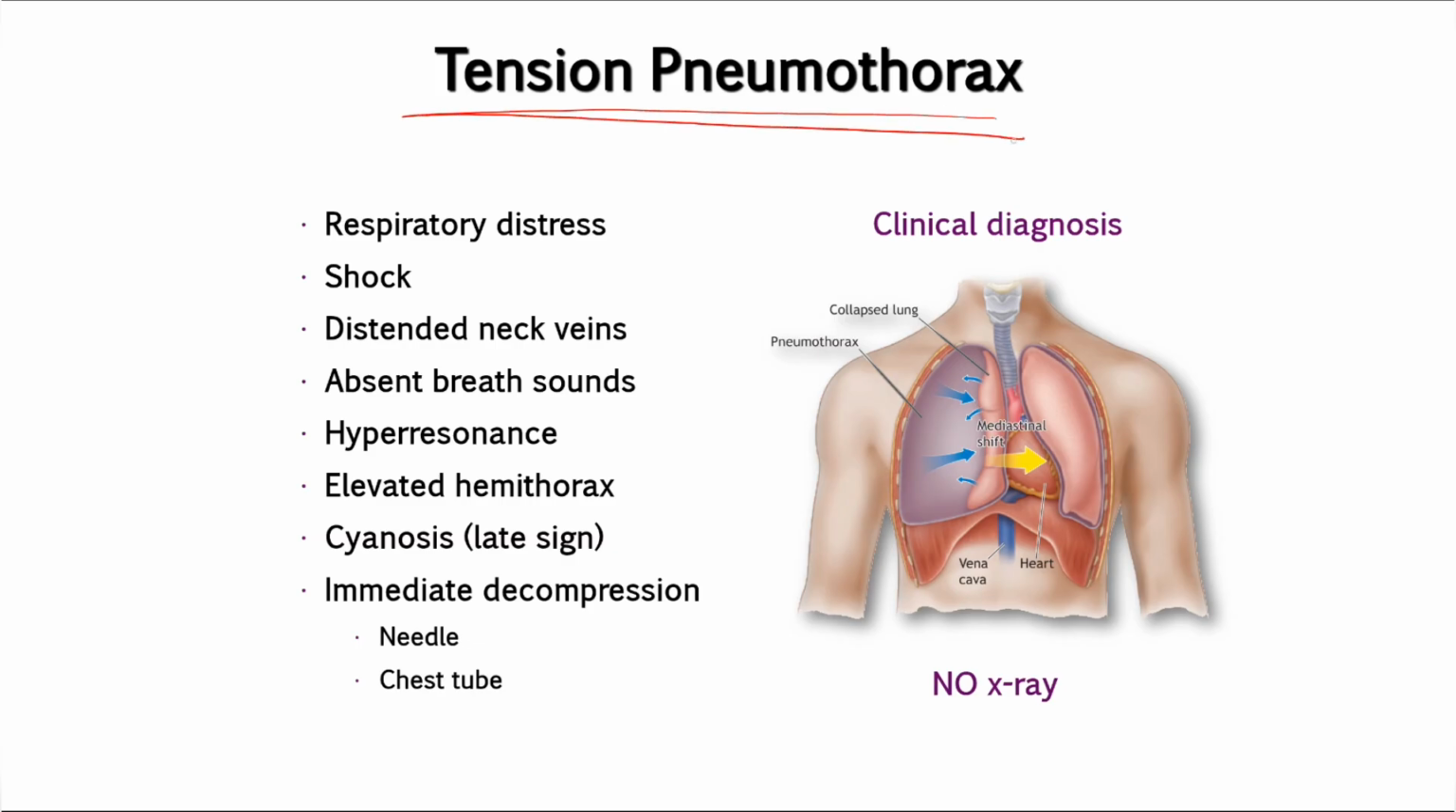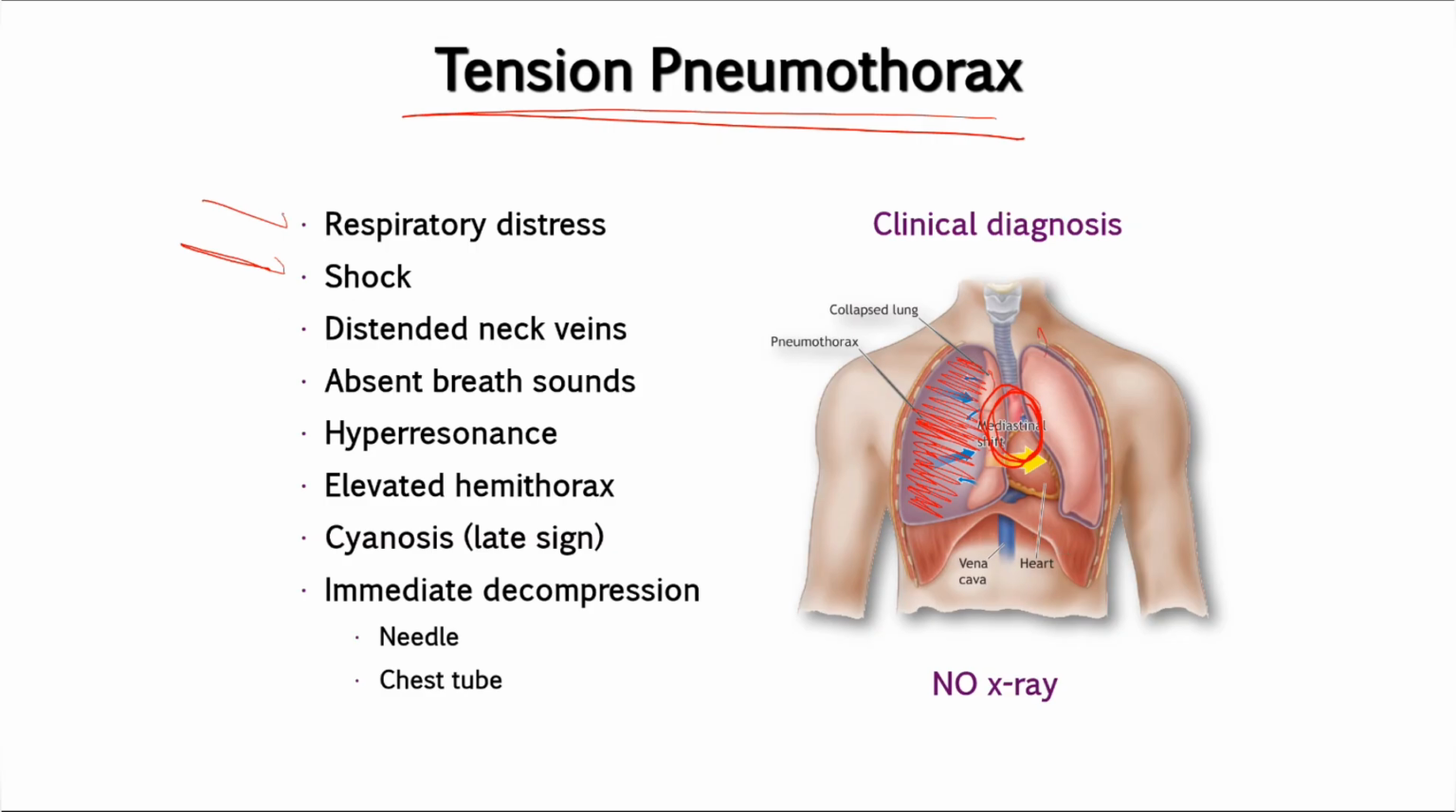Tension pneumothorax. Tension pneumothorax is not uncommon in trauma patient. So check for the respiratory distress. If there is tension pneumothorax, the patient will be in shock. Why? Because when there is air going inside the pleural space and pressing the lung, then pressing the mediastinum, pressing the heart and the great vessels, it will not allow enough blood to go into the heart. So that's why it causes shock.